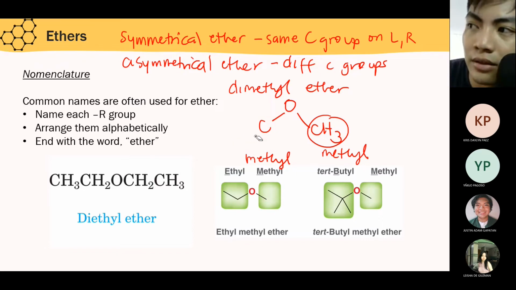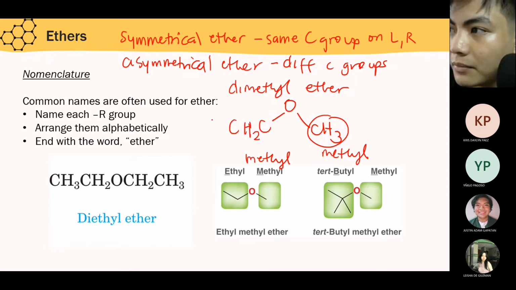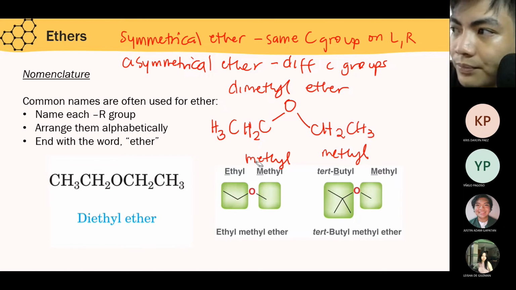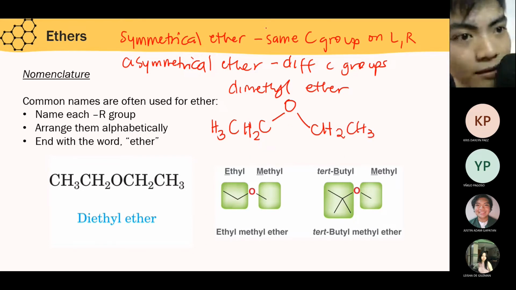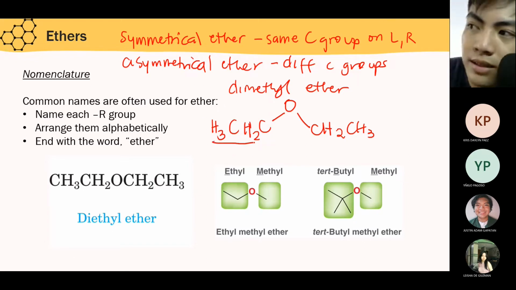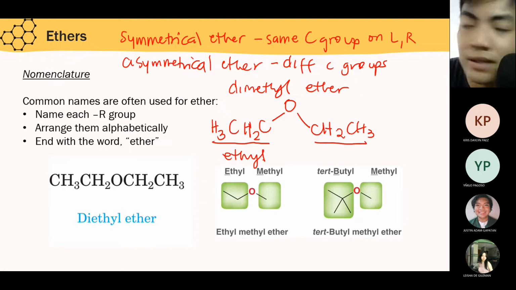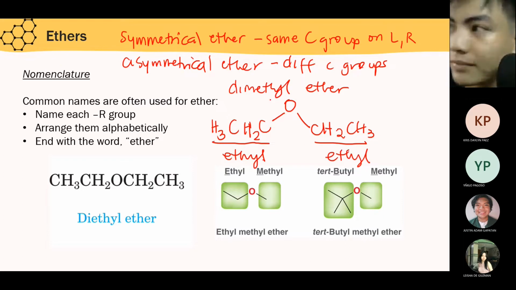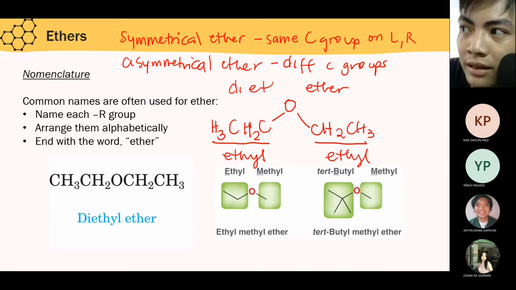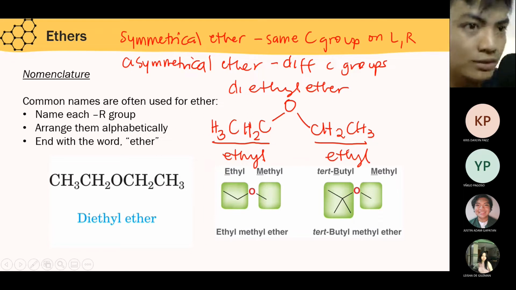Gawin natin yung ganito. Ayan. So, ano kaya pangalan nito? Basta pangalanan mo yung carbon group. Okay. So, this one is ethyl. Ethyl yan kasi dalawa carbons. This one is ethyl din kasi dalawa carbon. So, ano pangalan niya? Diethyl ether. Okay. So, same lang.